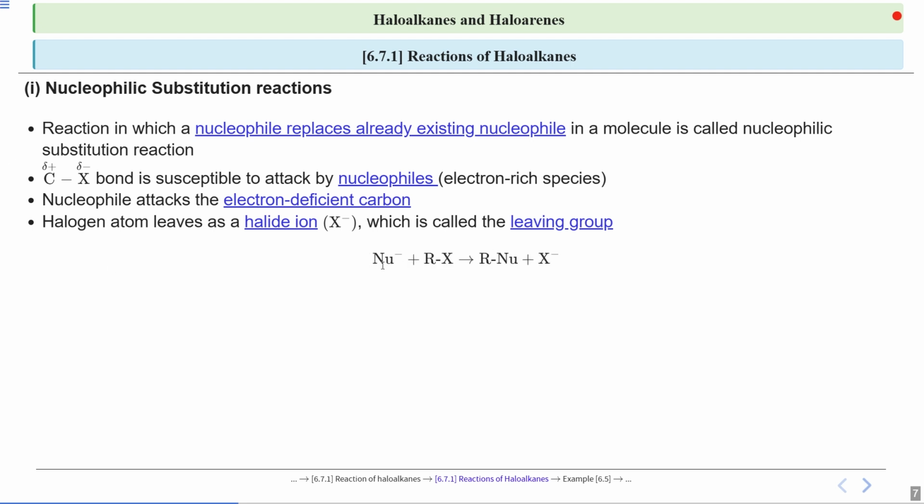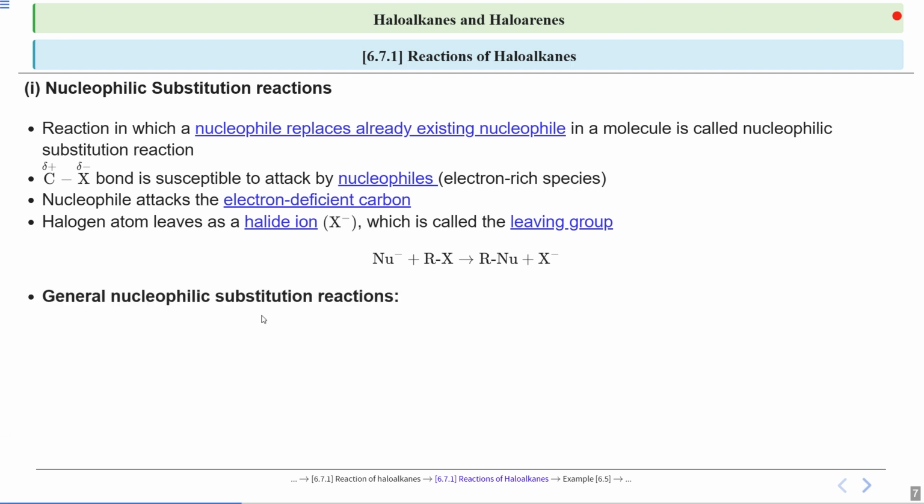So the nucleophile, which is an electron-rich species, is going to attack the alkyl halide, specifically the carbon-halogen bond, on the carbon which is electron deficient. The nucleophile replaces the halide ion, the leaving group, and the halide ion leaves. The nucleophile takes the place of the halogen present in the alkyl halide and bonds with the alkyl group, right? So you will get R-Nu, that means R attached to the nucleophile, plus the leaving group, the halide ion, which goes out from our reaction.